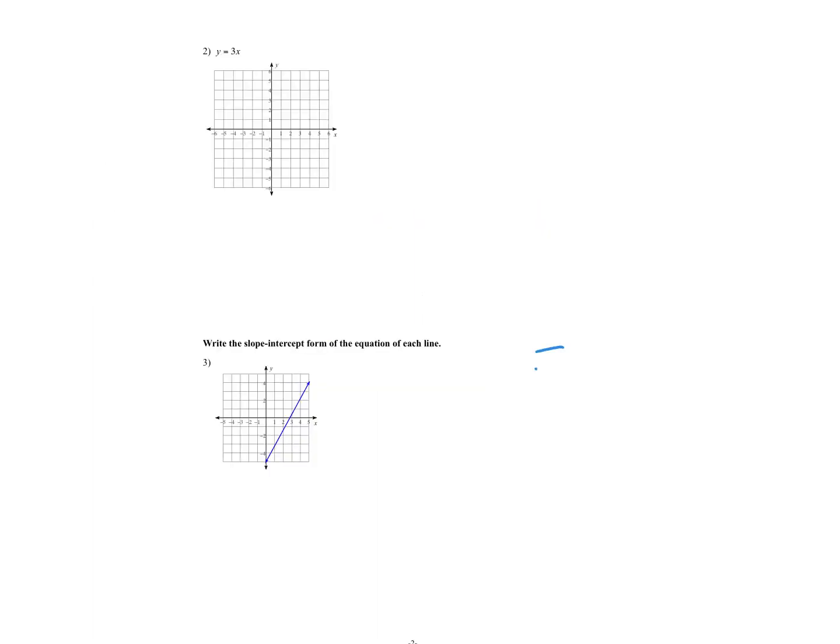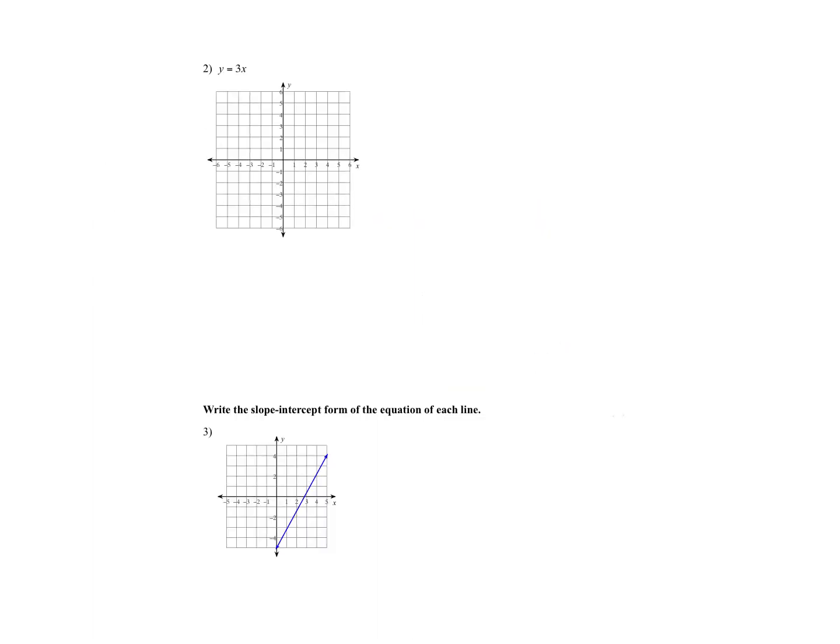Over. And for number 2, this is y equals 3x. So really the y-intercept is 0 because there's nothing added to the 3x. And you know the slope is 3 over 1. So you go up 3 and right 1, up 3 and right 1.